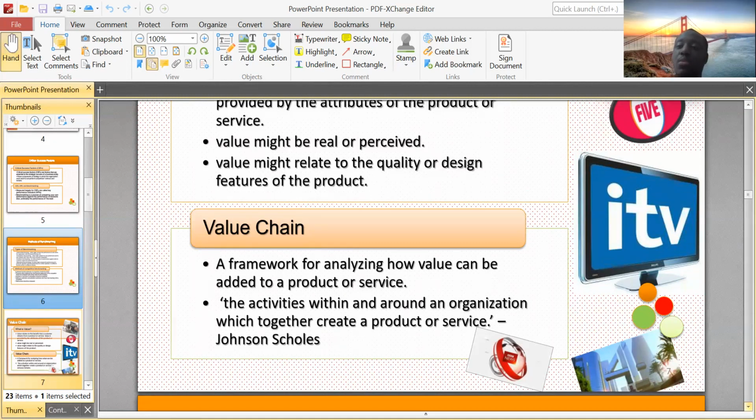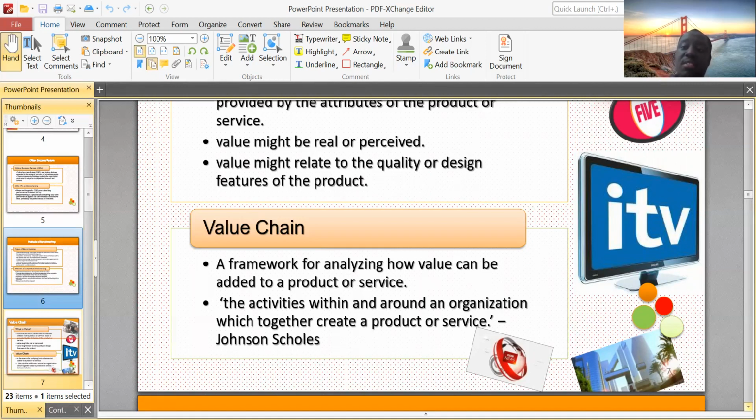And we know that value means the benefits. So it is the processes that give the benefit to the customer. So what do I mean? It's basically the processes in the organization that help deliver the benefits or the attributes of the product that the customer would need or enjoy.